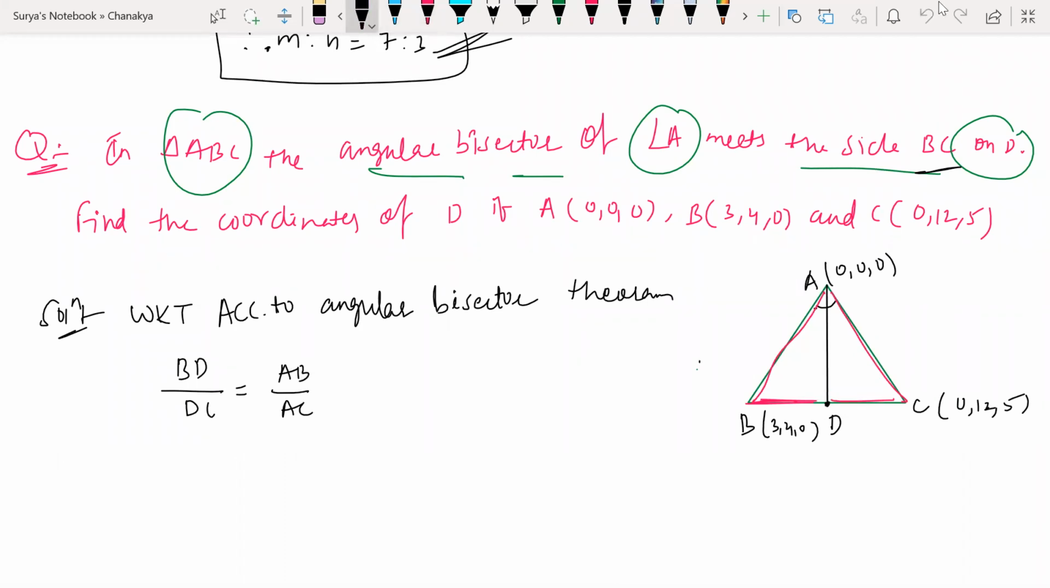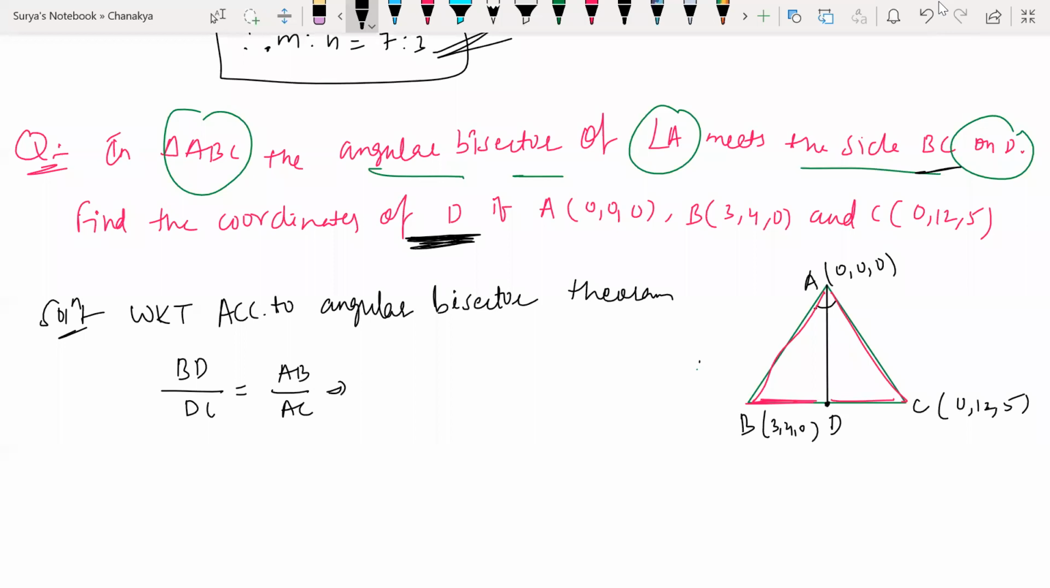Now we have to use the distance formula for each of them. If I know the D value, how can I find it? If I know the ratio, I can find the D value. For finding the ratio, I need to find AB and AC first, using the distance formula.